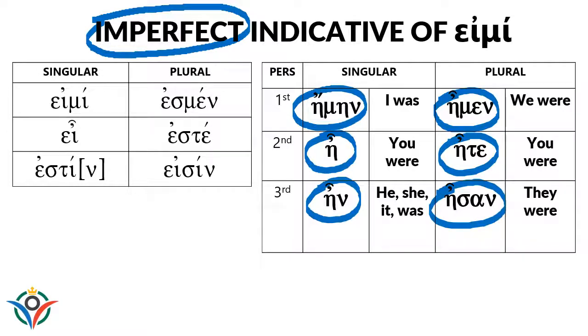And how would we translate each one of them? Ein we would translate as I was. Second person singular eis we translate as you were. Third person singular ein as he, she, it was. And then emen we translate as we were. Ete we translate as you were. And esan we translate as they were. Alright, so all those linking verbs indicating a past imperfective verbal aspect.